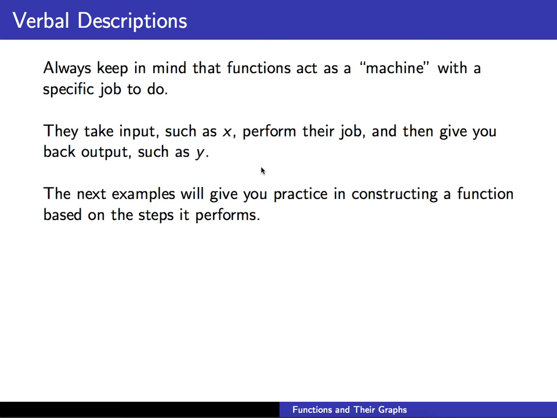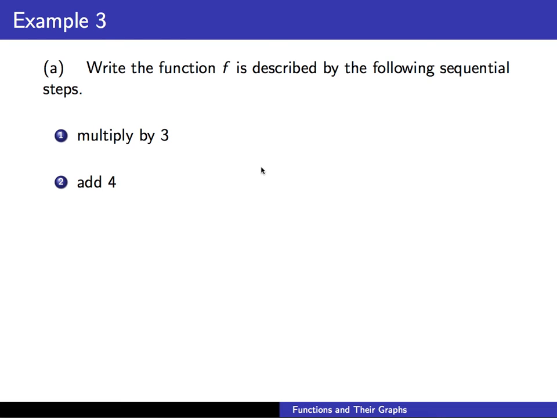So the next couple of problems are going to give you some practice in building or constructing a function based on the steps it performs. Example 3: write the function f as described by the following sequential steps. First we're going to multiply our input by 3, and then we're going to add 4 to that result. So f has two processes: a multiply by 3, and then an add 4.